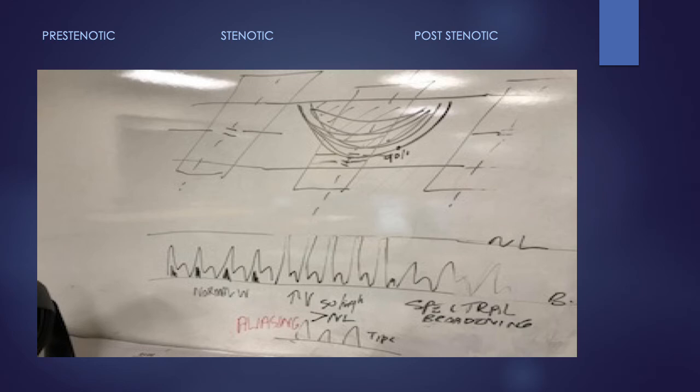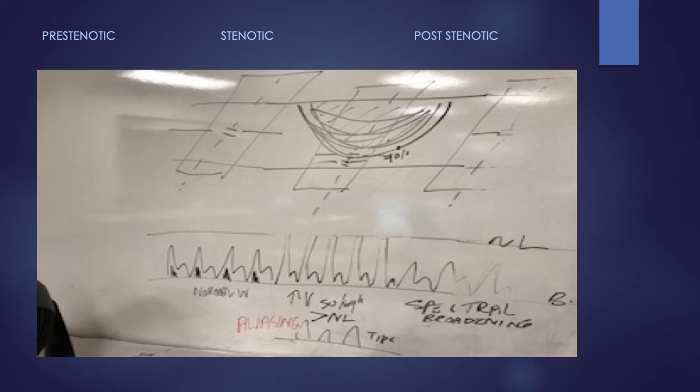It depends on the degree of stenosis. Like in this case, this is like 90% stenosis. The velocity is going to be so high, it might exceed the limit. Pulse wave has a limitation of velocity by this NL. What is NL? Nyquist limit.